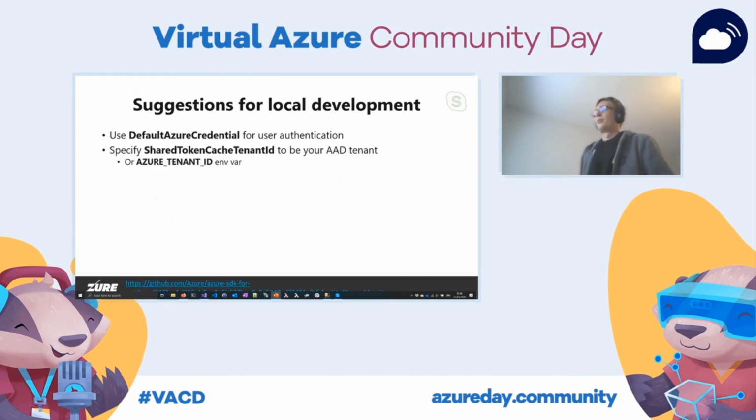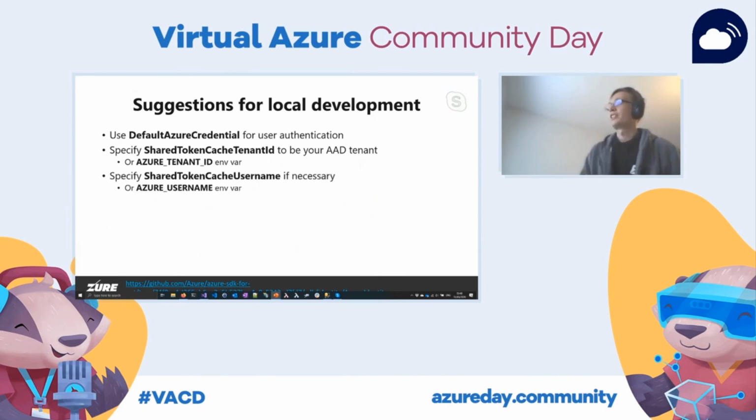Now, if you do use the shared token cache, it's a good idea to specify the shared token cache tenant ID to the DefaultAzureCredential, or you can use this one environment variable for that. Because if you have many user accounts in your token cache, then it won't know which one to use, and it'll just throw an error.